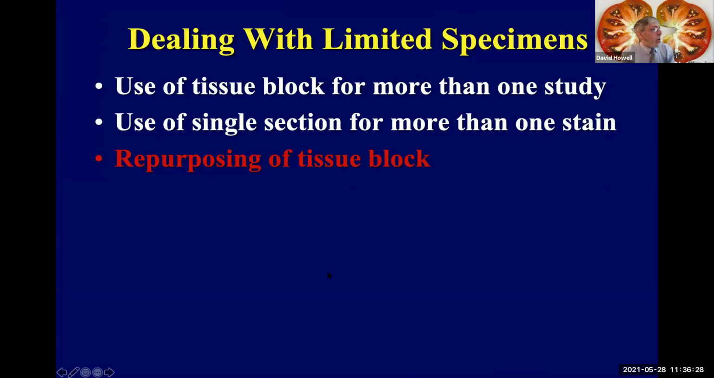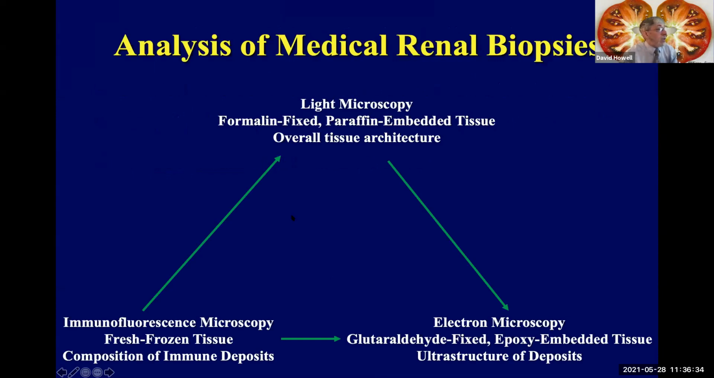The final thing I want to talk about is repurposing of a tissue block. I've shown you we have these 3 tissue samples. Now it's possible to thaw out the frozen tissue block that was a portion for immunofluorescence and either process it to paraffin for light microscopy or process it to epoxy for electron microscopy. That's been done in renal laboratories and indeed other laboratories for decades now.